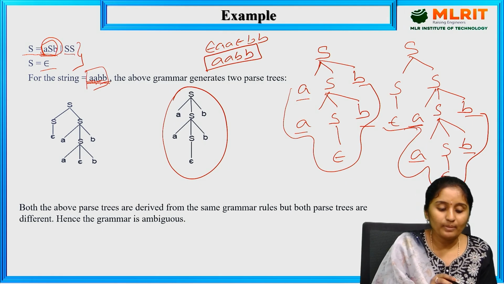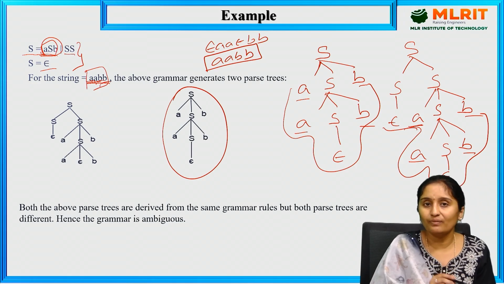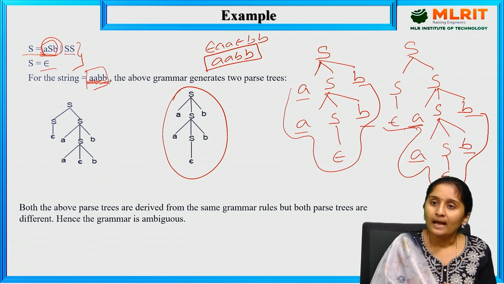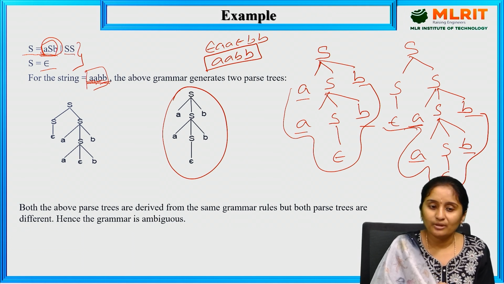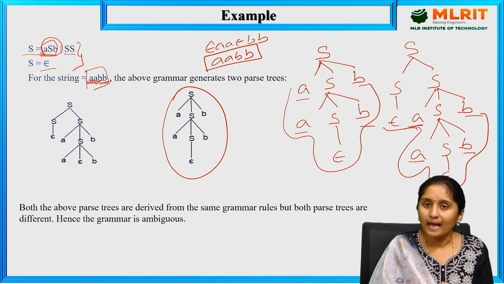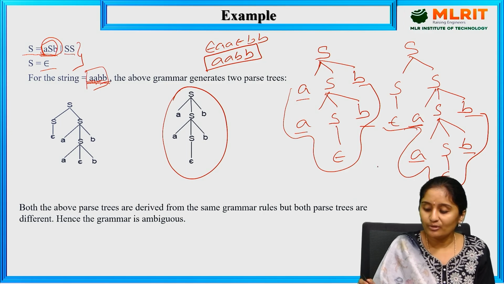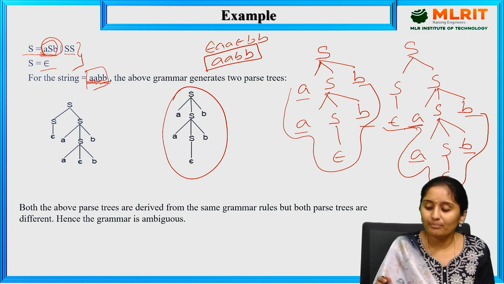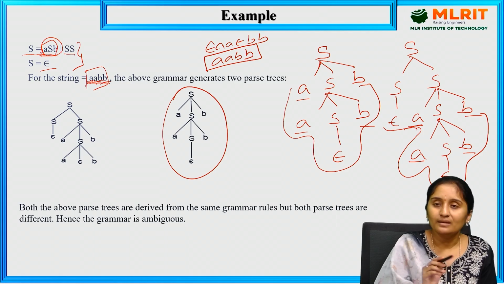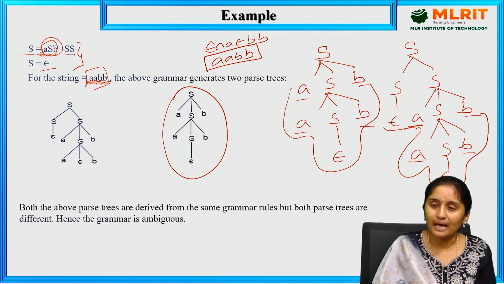So I can tell that the given production rules follow an ambiguous grammar. The given string is ambiguous, because we are generating more than one parse tree by applying the rules in different ways, and I have generated the same string. So it is nothing but an ambiguous grammar.